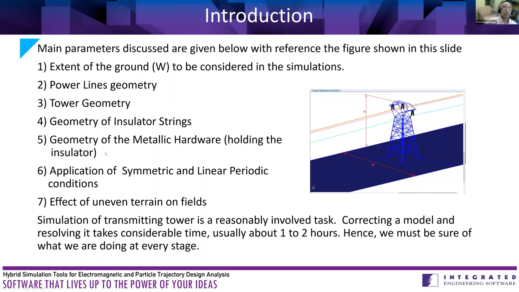The fifth parameter is the geometry of the metallic hardware which is holding the insulators. There will be so many pieces of metallic hardware to hold the insulator, tying it up to the towers. Another thing is whether there is any simplification in the model, that is, by applying symmetric and linear periodic conditions. Then the effect of uneven terrain we will also consider.